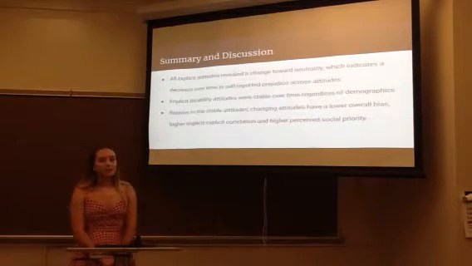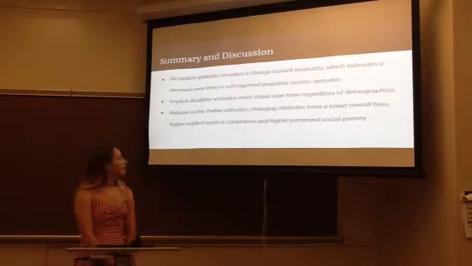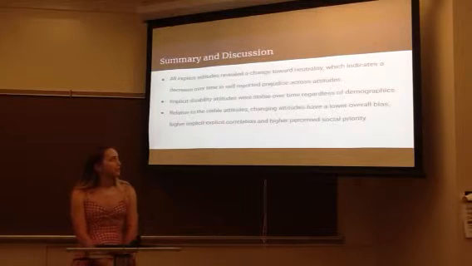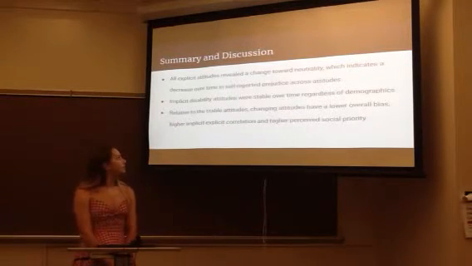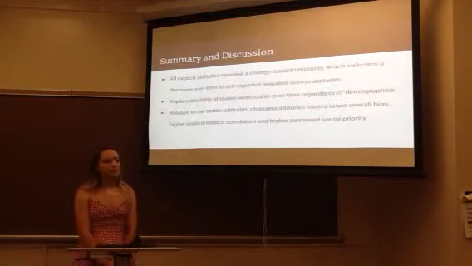So kind of summarizing what these results mean, all explicit attitudes revealed a change toward neutrality, which indicates a decrease over time in self-reported prejudice across attitudes, so that implicit disability attitudes were stable over time regardless of the demographics. So relative to the stable attitudes, changing attitudes have a lower overall bias, higher implicit-explicit correlation, and higher perceived social priority.